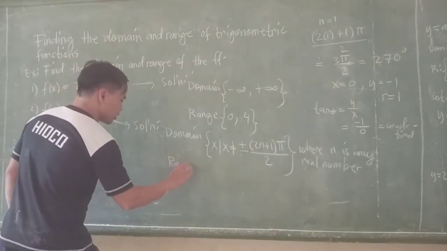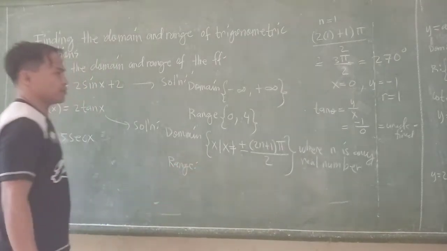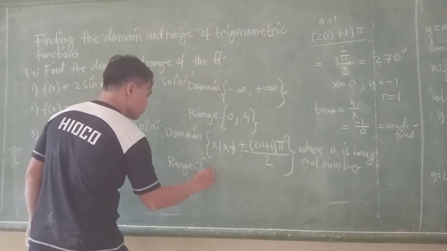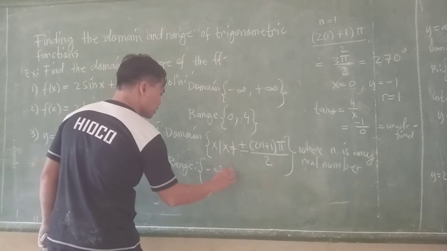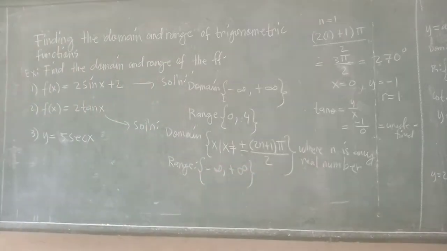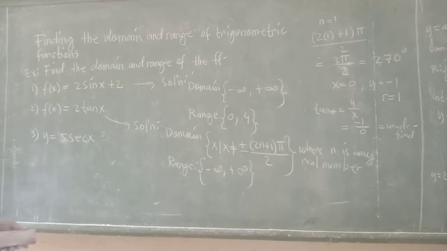Okay, another one for the range. For the range of the tangent function, the range is simply the set of real numbers, or from negative infinity to positive infinity. That is easy, the domain and the range.